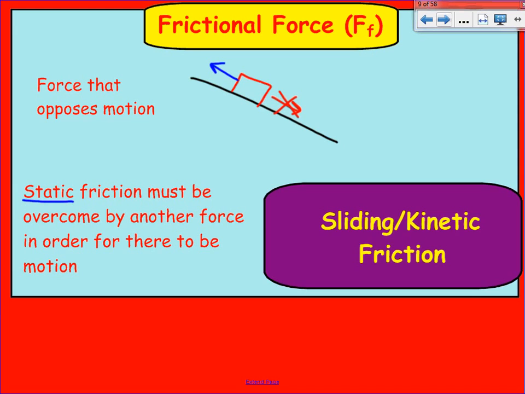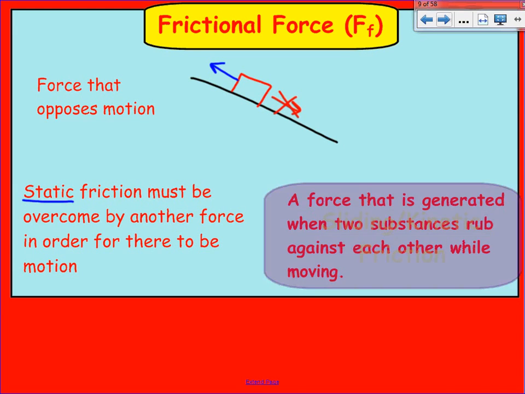The other type of friction then comes into play when you're dealing with an object that is moving. Kinetic friction is a force of friction that's generated when two substances are rubbing against each other while moving. Once again, this is specific for kinetic friction, or a friction that's coming from motion.